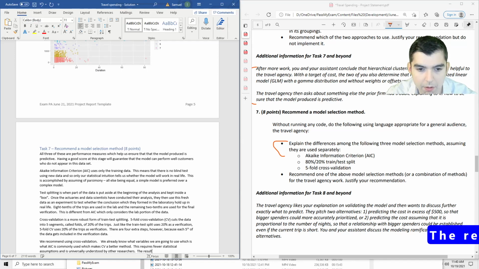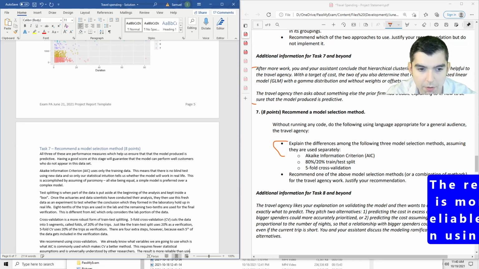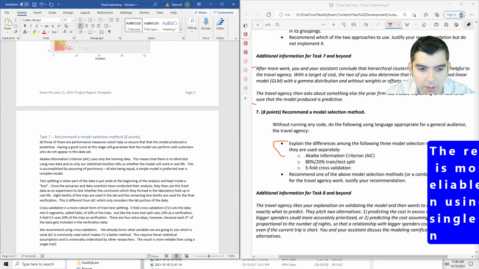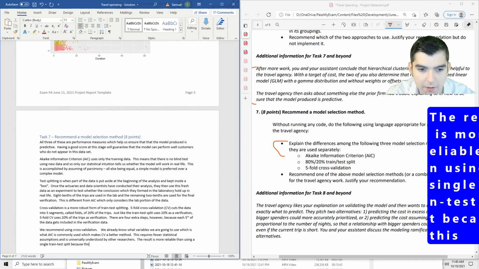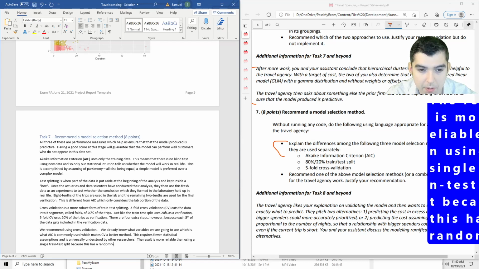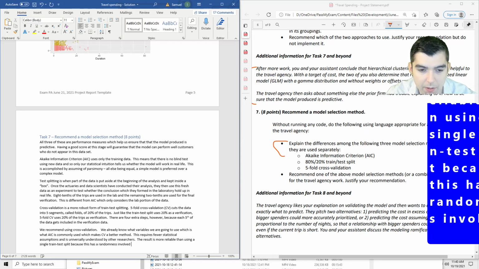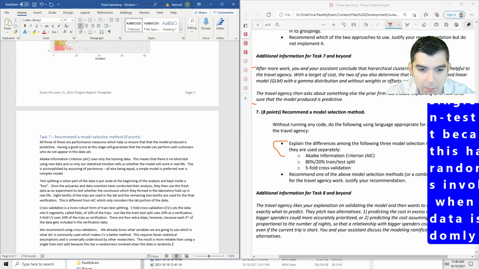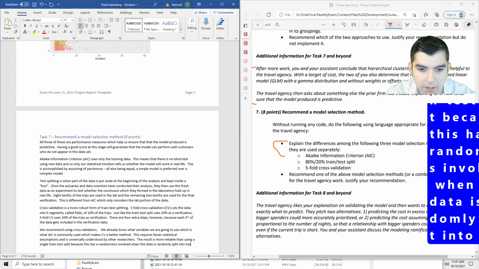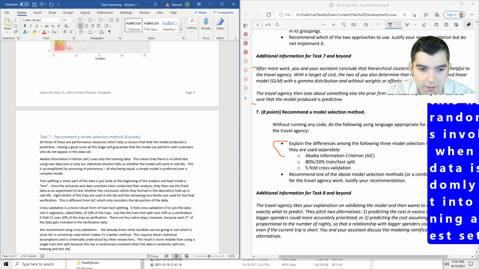The result is more reliable than using a single train test split, because this has a randomness involved when the data is randomly split into training and test sets.